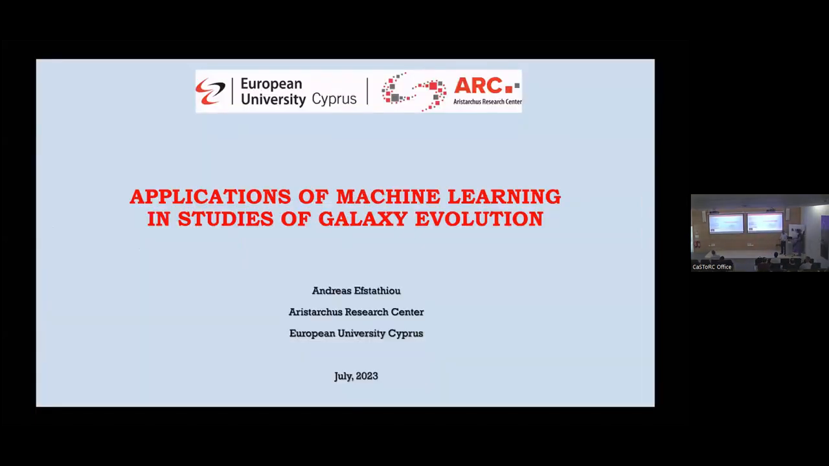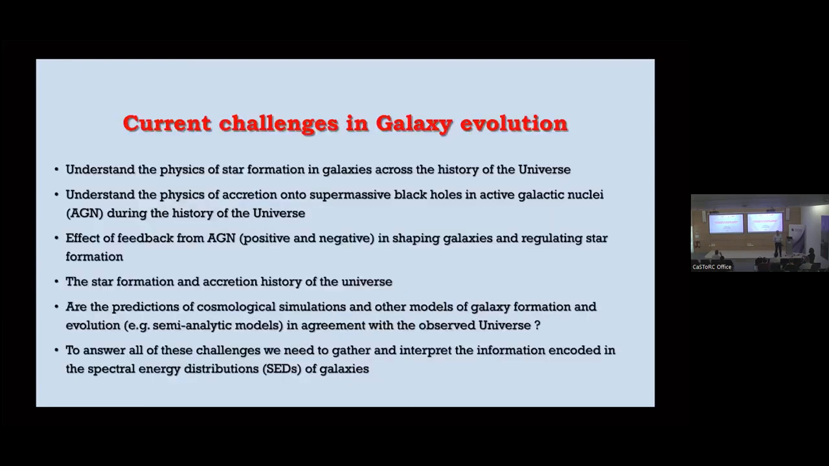Try to give you a flavor of the work we are doing at the Aristotle Research Center at the European University Cyprus on astrophysics. It's a combination of work in astrophysics and machine learning, data science, and generally computer science. I appreciate the audience here does not have much background in astrophysics, so I'll try to put out some basic stuff first. And I'll start with some of the current challenges in galaxy evolution.